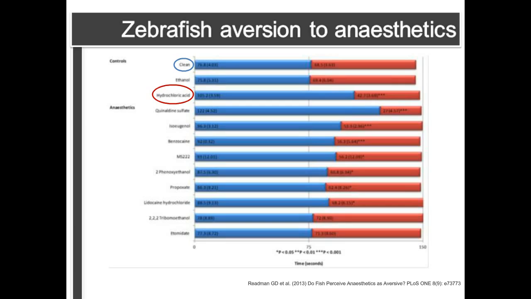When anesthetics were added to one of the sides, you can see here that isoeugenol, benzocaine, MS-222, phenoxyethanol, and lidocaine induce fish to spend more time in the clean water than in the water with the anesthetic. The contrary happened with tribromoethanol and etomidate, where they behave at control levels.